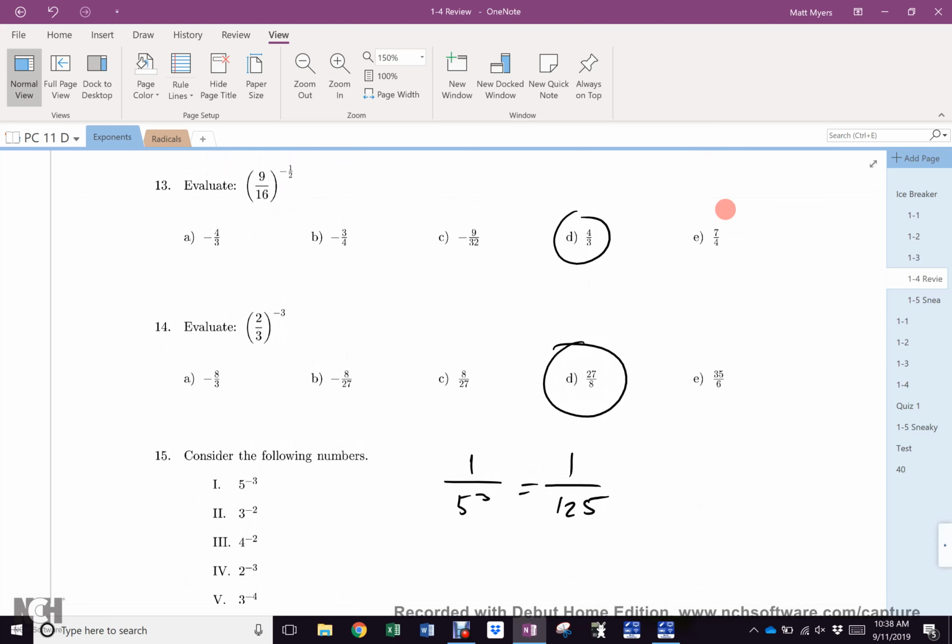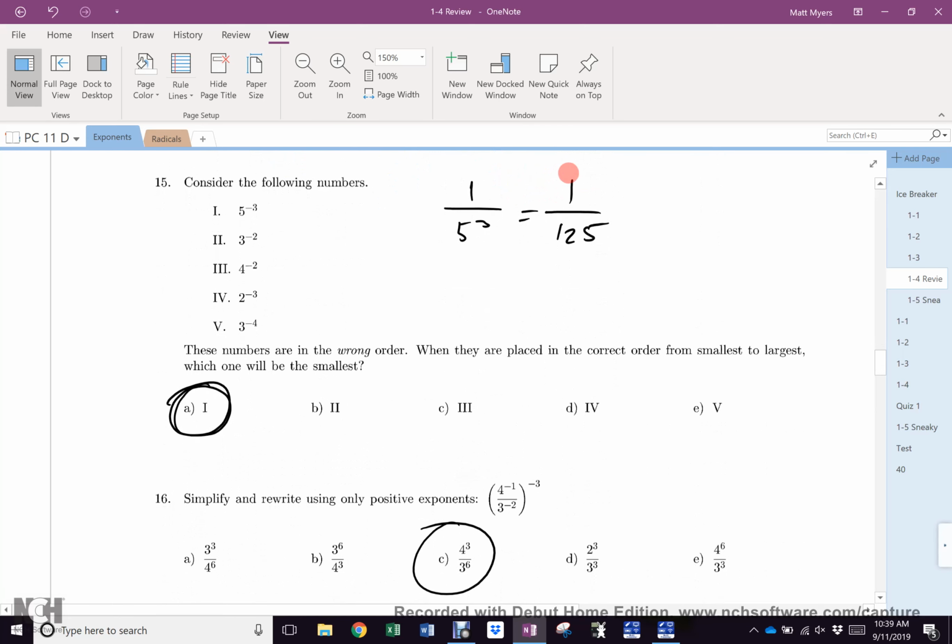Yes, Allie? Okay. Negative exponent does what to its base? Reciprocates it. So now I have 16 over 9 to the positive 1/2. That means the square root of 16 over the square root of 9. Square root of 16 is 4. Square root of 9 is 3. Okay?